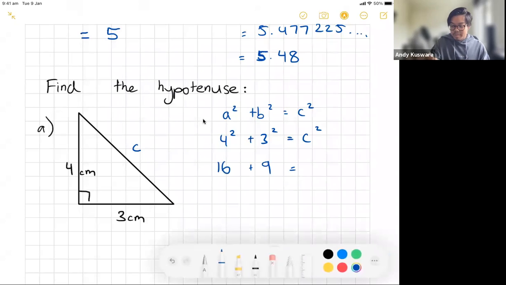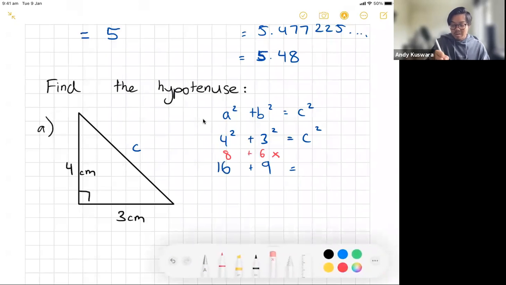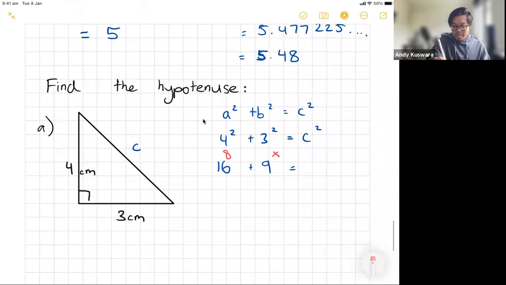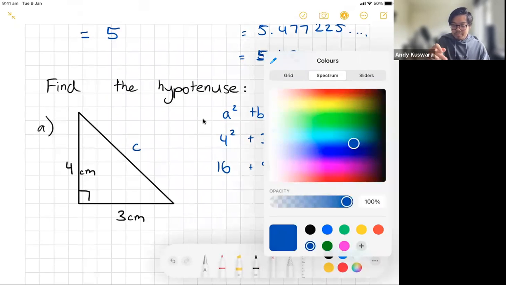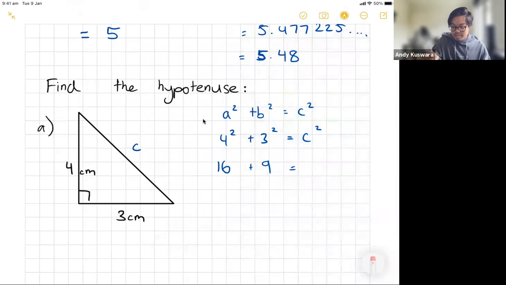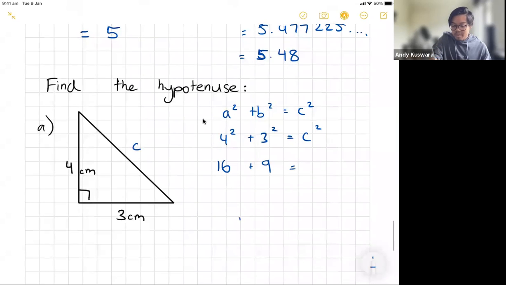Now, a very common mistake. Some people will write, oh, it's going to be 8 plus 6. That is incorrect. It's not times 2. It is to the power of 2. So we multiply it by itself, and that's how we get those. So 16 plus 9 equals c squared.